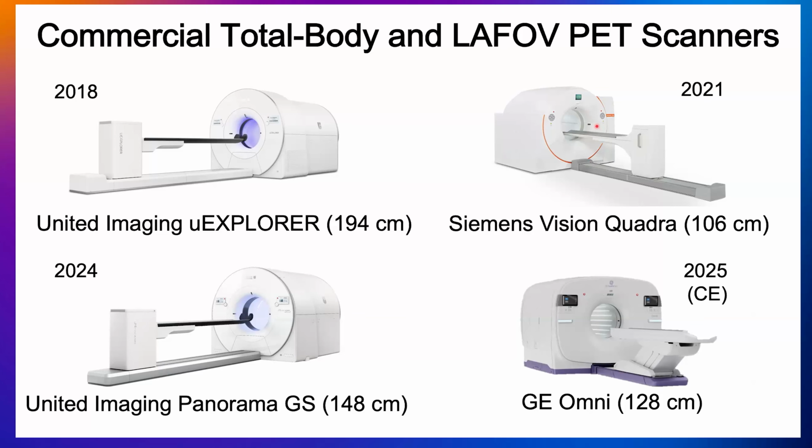We now have 4 commercially available long axial field of view or total body PET systems. There are perhaps others coming as well. And they range, as you can see, different axial lengths between 1 to almost 2 meters long. And all of these systems are just a step change from what we previously had with conventional PET.